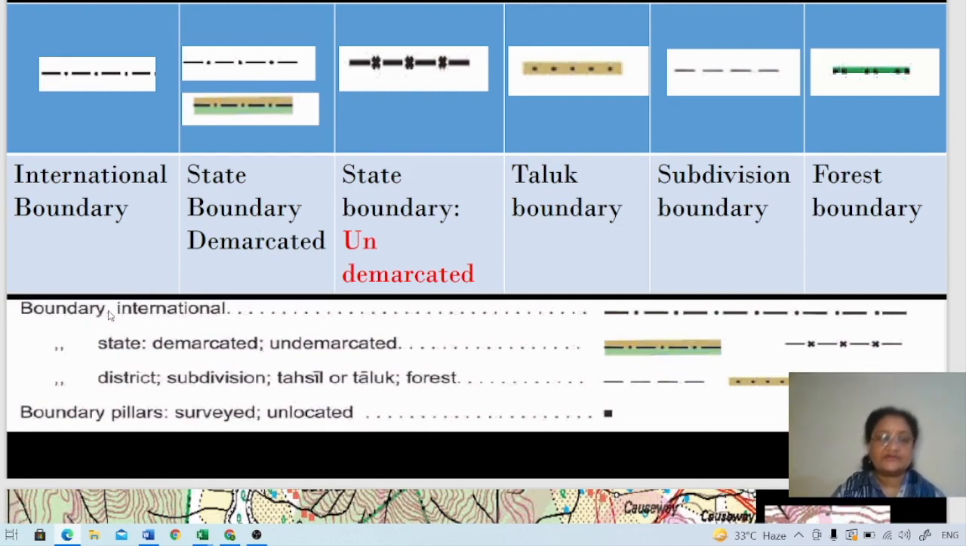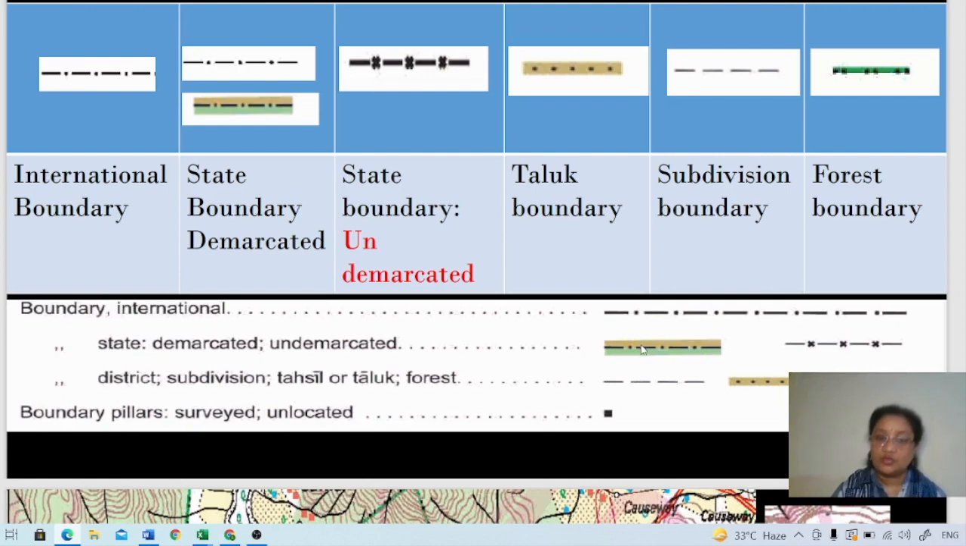First of all, boundaries, children, are shown in this way: one line and then a dot, again line, then dot, line, then dot. So this is a boundary of what type? This is the international boundary, because you can see the thickness of the line and dot is more than the thickness of the state boundary. This is the state boundary. The next one is the state boundary. The only difference is that the thickness is less than the international boundary.